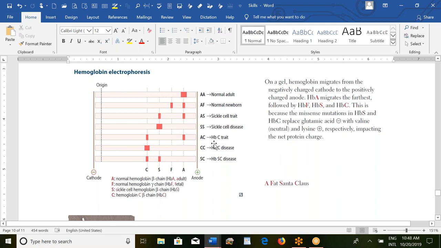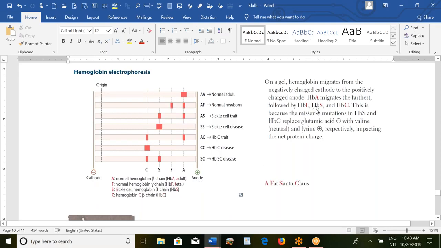If AC, hemoglobin C trait. CC, hemoglobin C disease. SC, hemoglobin SC disease. So don't be upset to see anything like this. Actually, in the last two exams in the MRCPI one, they showed hemoglobin electrophoresis strips also. So if they ask you what is this, then you will say on a gel, hemoglobin migrates from the negatively charged cathode to the positively charged anode.